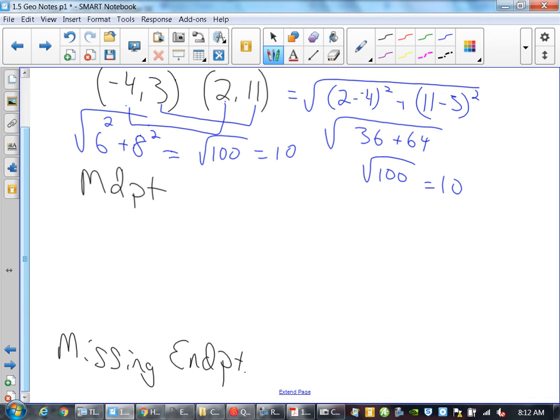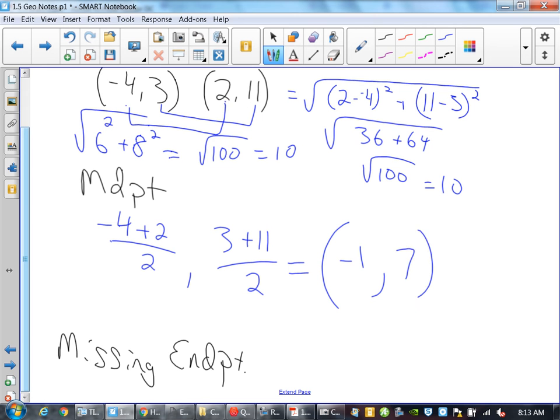So when you do midpoint, if we use the same ordered pairs, I would take negative 4 plus 2, cut it in half, and 3 plus 11, and cut it in half. Negative 4 plus 2 is negative 2. What's half of negative 2? Negative 1. So the midpoint for this case would be at negative 1, comma. What's 3 plus 11? 14. Half of 14 is 7. That's how you find midpoints.